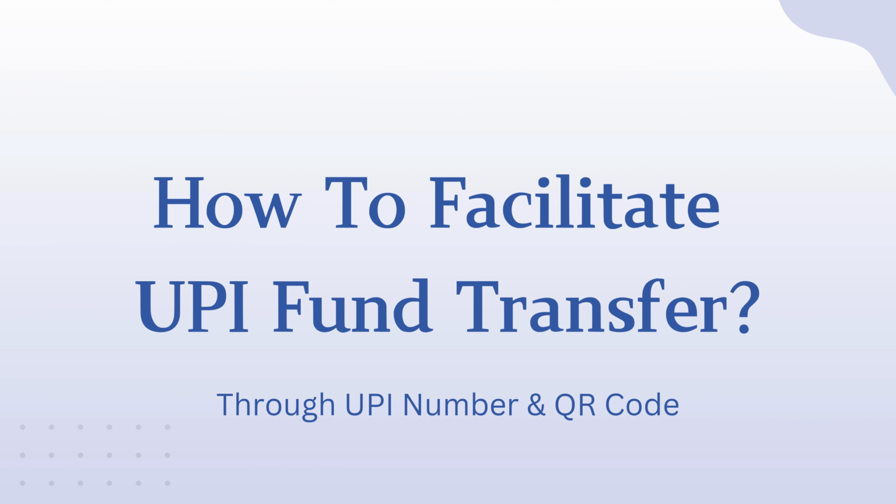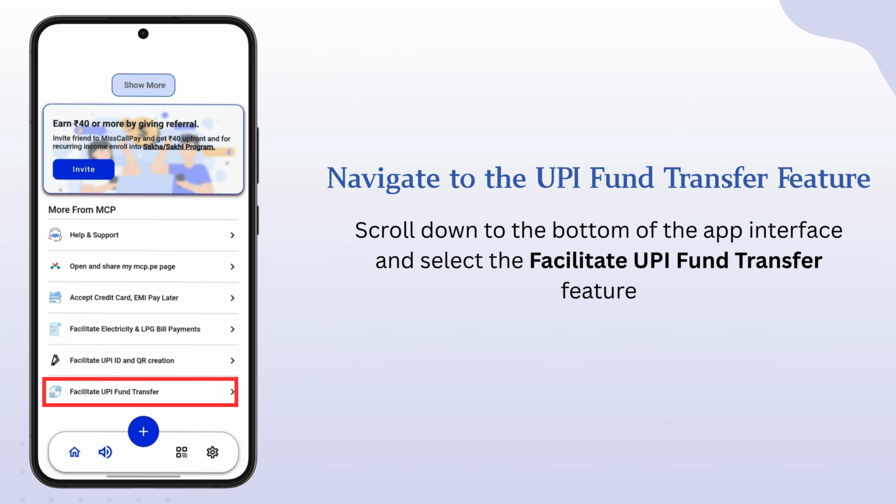In this easy, step-by-step walkthrough, we'll show you exactly how to help your customers send money safely, securely, and with complete confidence to their recipients by only using their UPI number or QR code, by facilitating the UPI transaction using the MissCallPay business app. Whether you're transferring through bank details, UPI number, or a QR code, our guided process ensures that you and your customers feel assured and in control at every step.